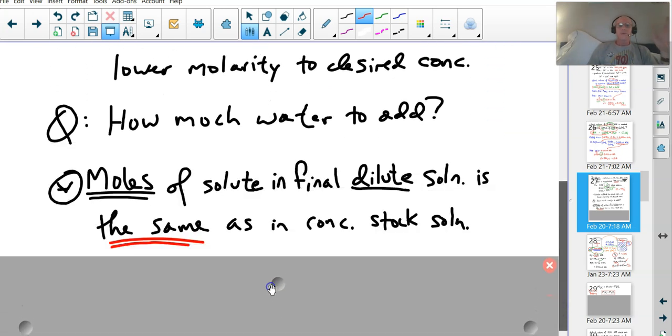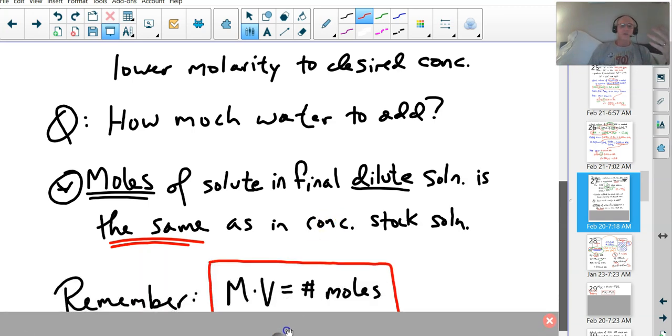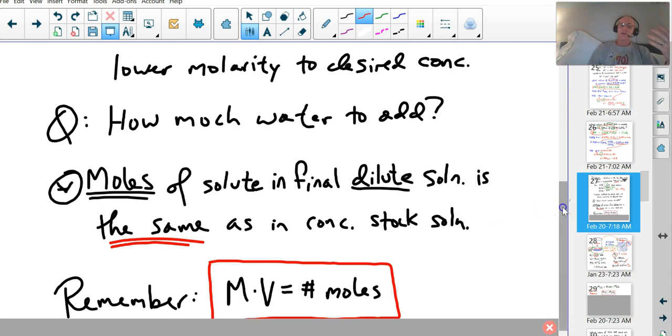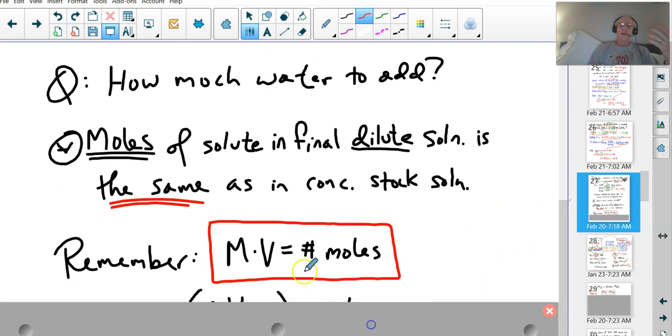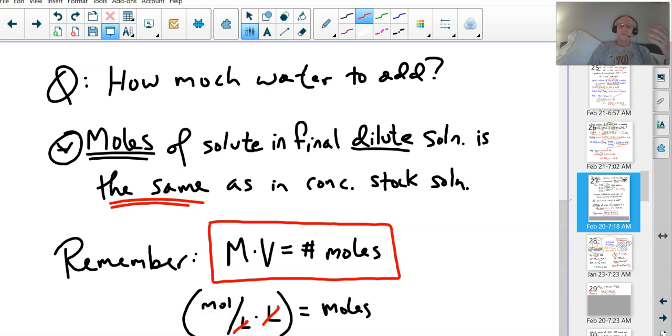Remember, the moles of solute in the final dilute solution is equal to the moles in the initial concentrated stock solution. You just added water. So you didn't change the number of moles, although you definitely changed the concentration. So just remember, M times V is number of moles, right?